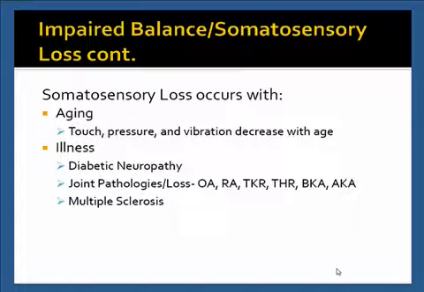Sensory loss occurs with aging. Touch, pressure, and vibration all decrease with age, and also with illness: diabetic neuropathy, joint pathologies and loss, osteoarthritis, rheumatoid arthritis, total knee and total hip replacements, below the knee and above the knee amputations, and also multiple sclerosis. They usually have loss of sensation.